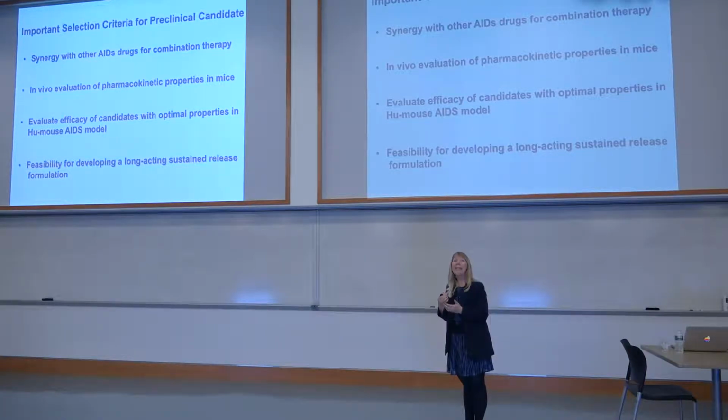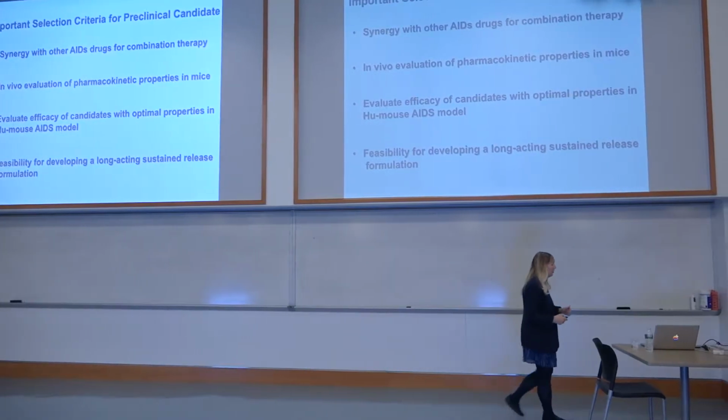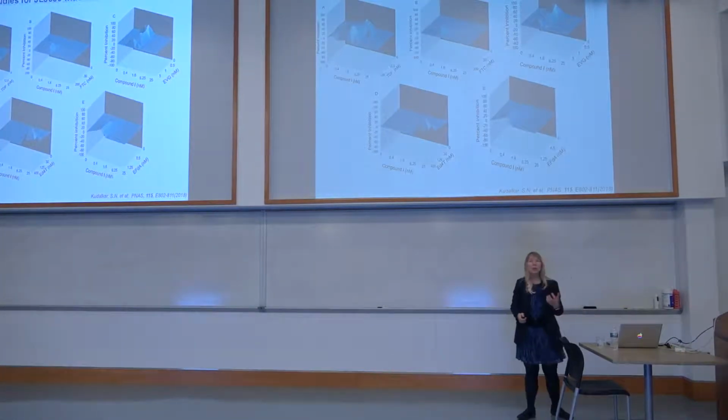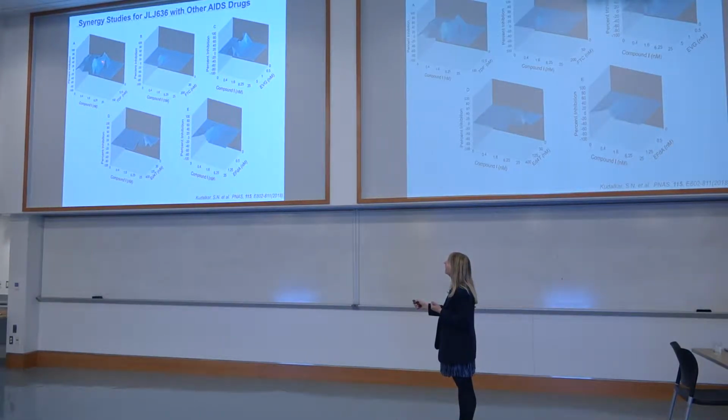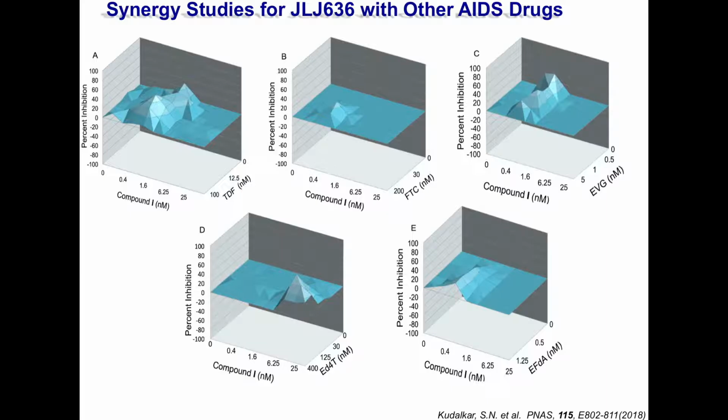There are examples where there are synergistic interactions between drugs, and those are the ones that would be favored for combination therapy. So we wanted to look at that. We wanted to evaluate the compound in a humanized mice model and think about whether we could develop a long-acting formulation of the drug. I'll show you some of the synergy studies that we did, and we were really excited to find that this compound, illustrated here as compound 1, has very potent synergy.